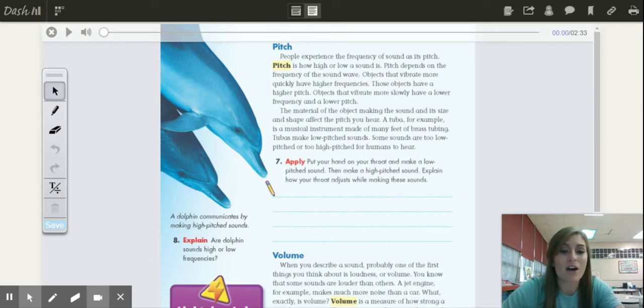So the material of the object making the sound and its size and shape affect the pitch that you hear. A tuba, for example, which is a musical instrument made of many feet of brass tubing, makes low pitched sounds, like they're really low. Some sounds are way too low pitched or high pitched for humans to hear. That's why, if you've ever seen someone blow a dog whistle, dogs go crazy, but we can't hear it because the pitch is way too high.